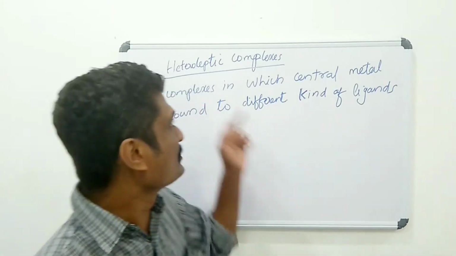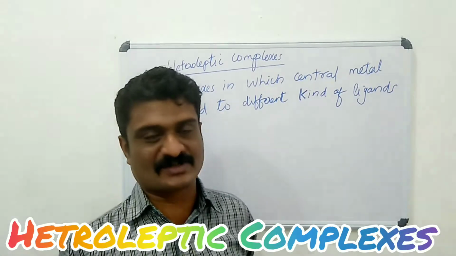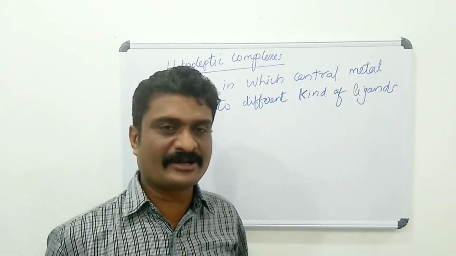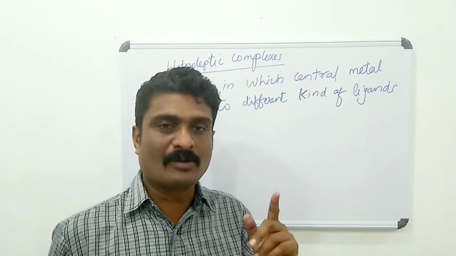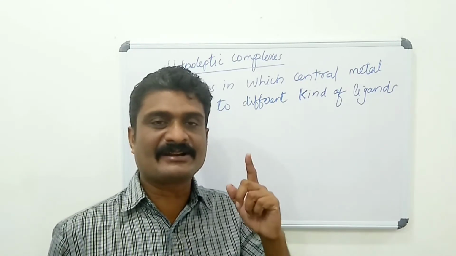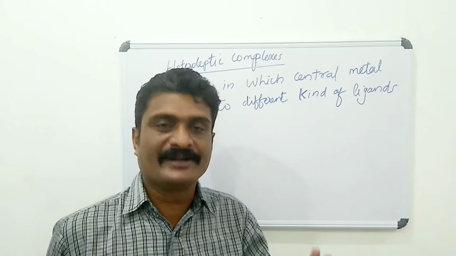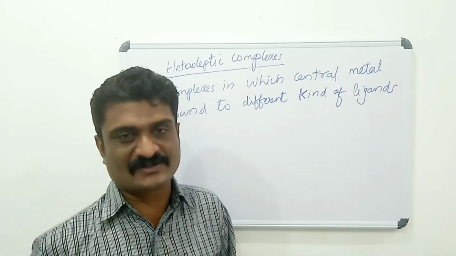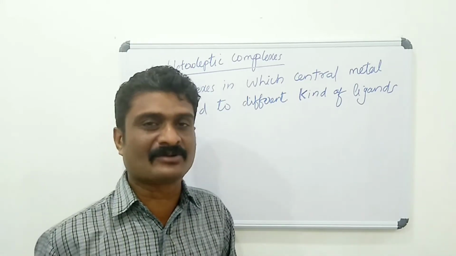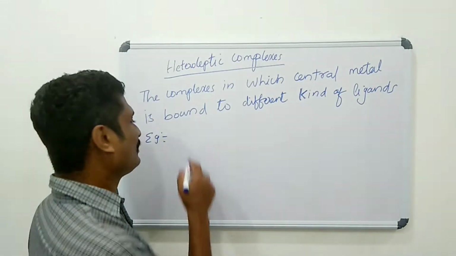Yes, the next term is heteroleptic complexes. But what is meant by heteroleptic complex? The complexes in which the central metal is bound to different kinds of ligands are called heteroleptic complexes. Example, please listen.